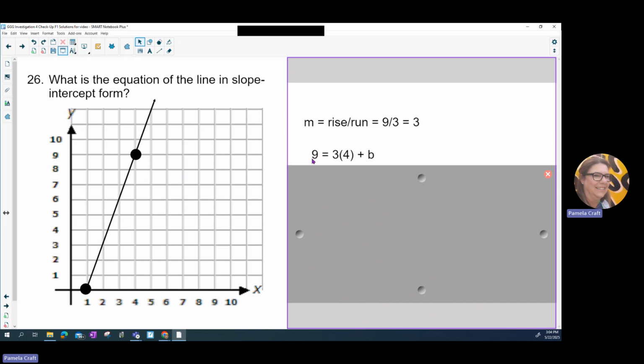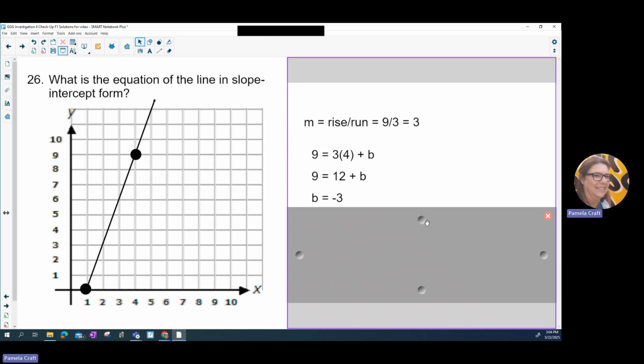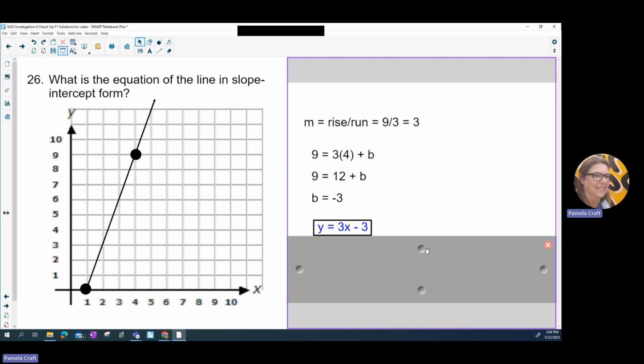So 9 is my y, is equal to your m, which is 3, multiplied by your x, which is 4, plus b. We're solving for b. That's going to be that y-intercept. 9 equals 12 plus b. So what would I add to 12 to get back to 9? Or subtract 12 from each side, and you get b is equal to negative 3. So then you need to write your equation in y equals mx plus b form, and you get y equals 3x, right? There's your 3, minus 3. Your y-intercept is negative 3.